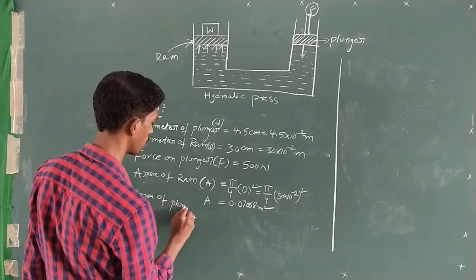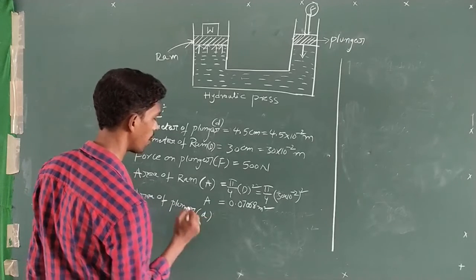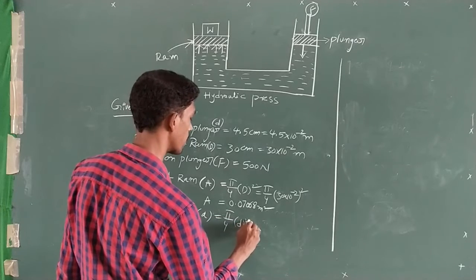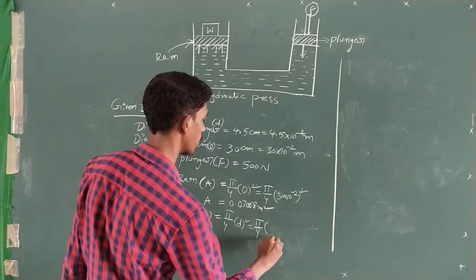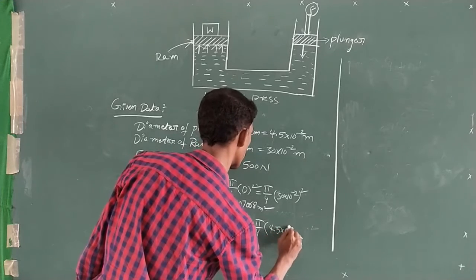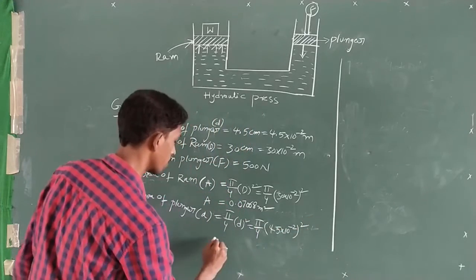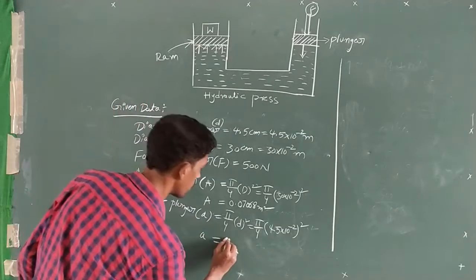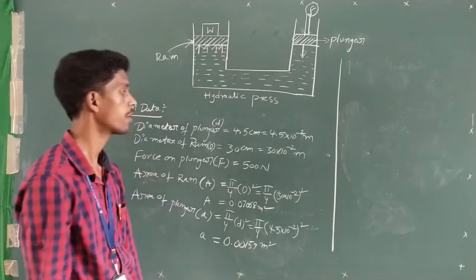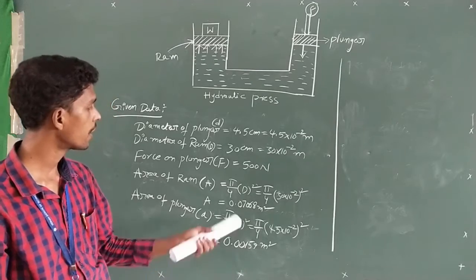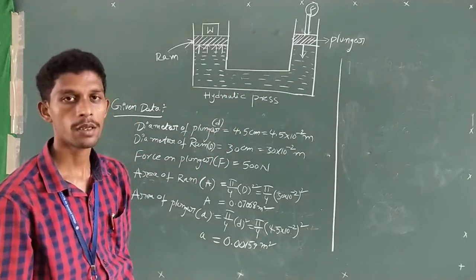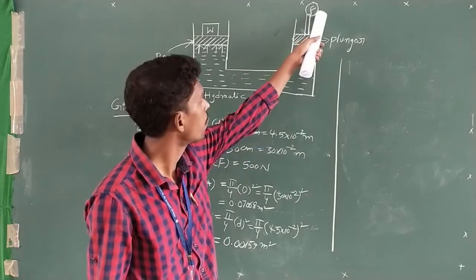Similarly, find out the area of the plunger, let it be small a. Same formula, pi by 4 into small d square. Pi by 4 into 4.5 into 10 power minus 2 whole square gives 0.00159 meter square. So we have found the cross sectional areas of both the plunger and the ram.